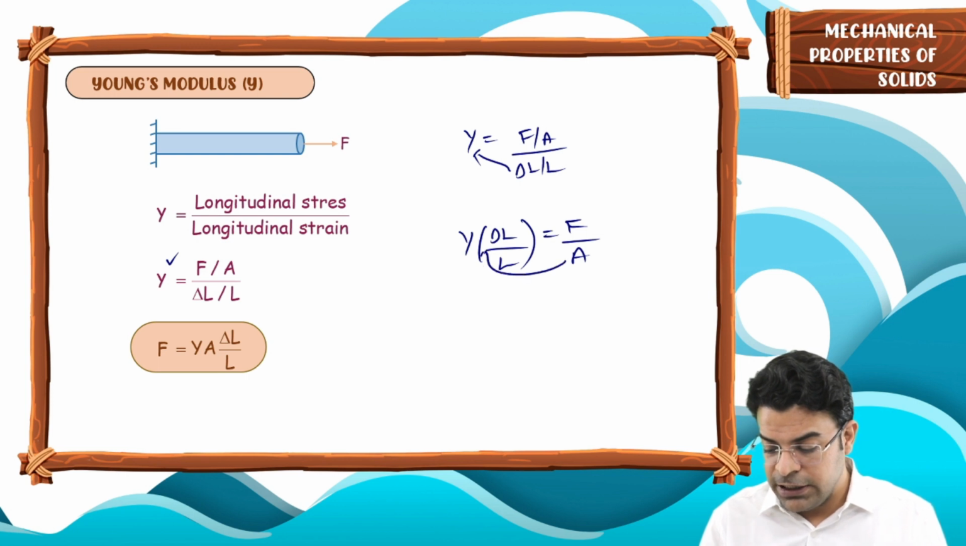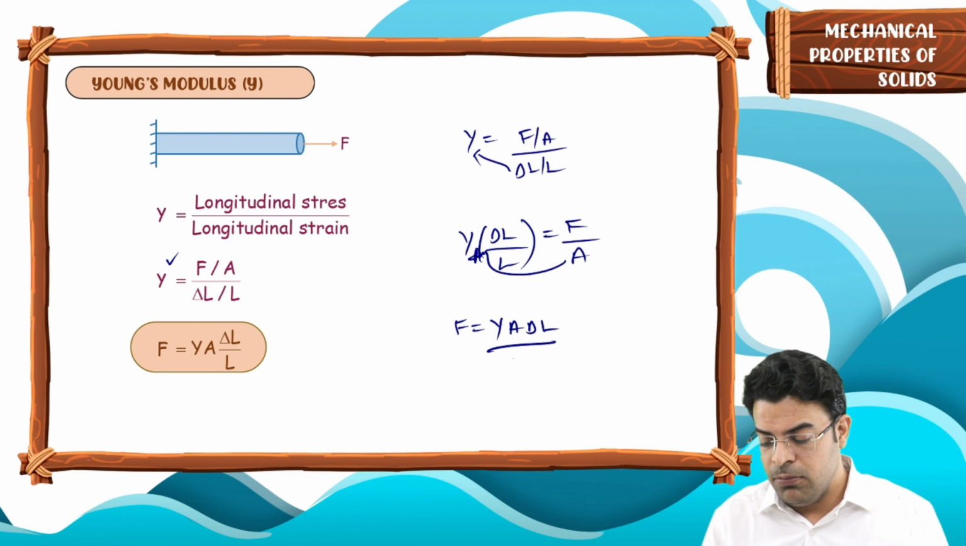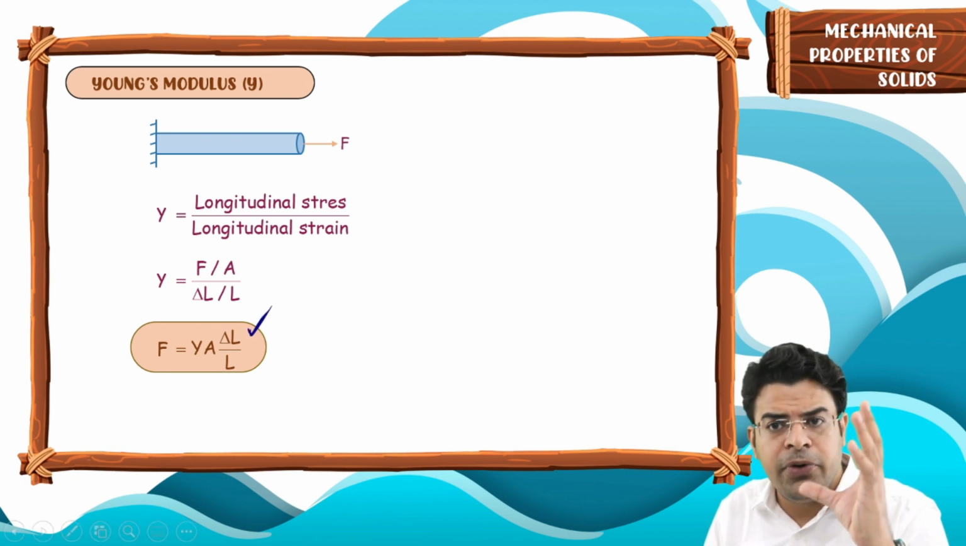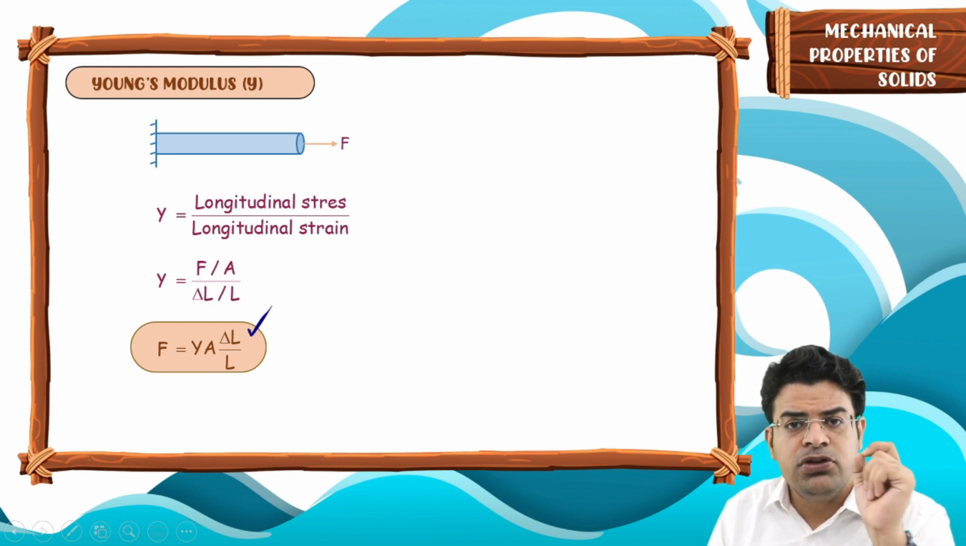Also move this area here. So you will get F equals YA delta L by L. Sir, why do you emphasize on remembering the force in this way, F equals YA delta L by L? Because there are benefits to it.